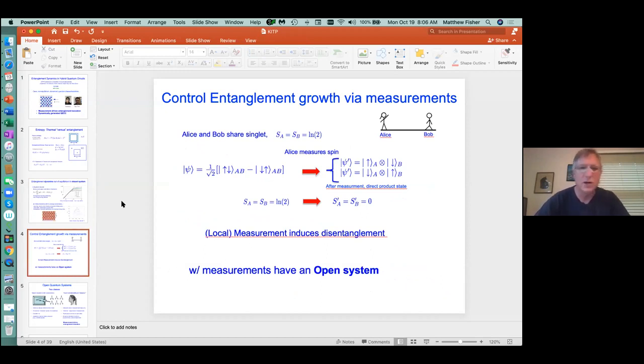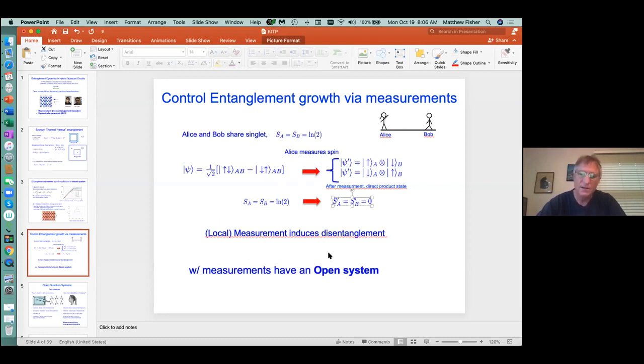Okay, so entanglement grows. Now, what I want to do is consider controlling the entanglement growth via measurements. Just to illustrate this, imagine that Alice and Bob share a singlet state, each with a spin 1/2. They then have an entanglement entropy of log 2 between one another. But if Alice measures her spin, after measuring her spin, Alice and Bob's spins go into a direct product state. It becomes unentangled, and their entanglement entropy after the measurement is equal to 0.